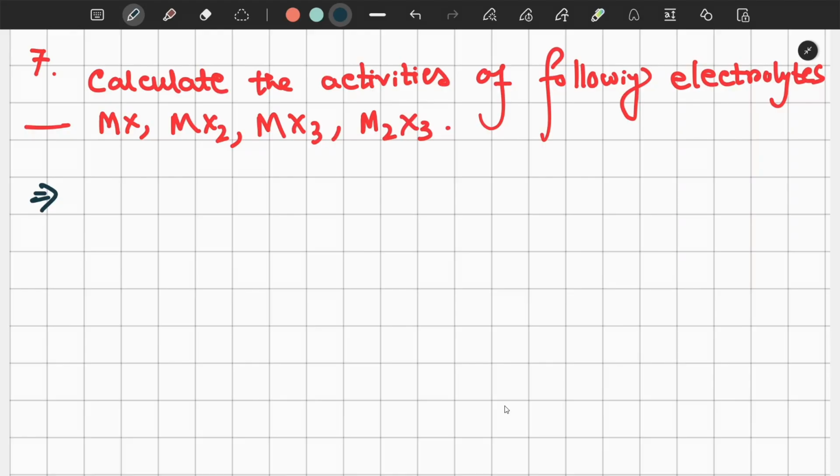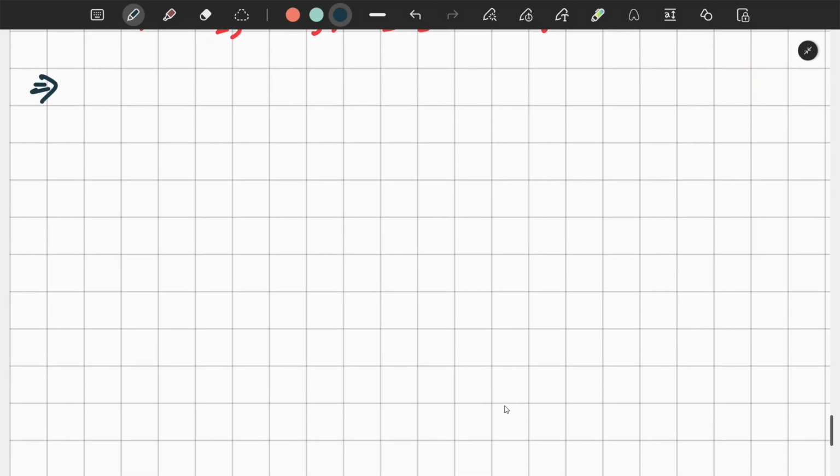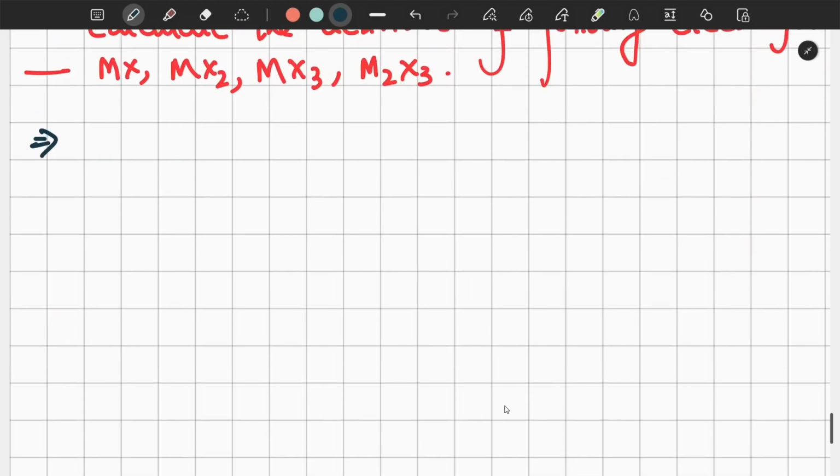In that case, you can consider the activity is very close to the concentration. Otherwise, activity and concentration are not the same thing. That will be purely dependent on the concentration. If the concentration is increasing, then the deviation from ideality will also increase. Activity will be decreased. Is it clear? Okay. So you know this formula.